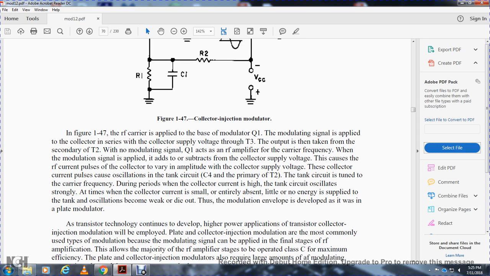In figure 147, the radio frequency carrier is applied to the base of modulator transistor 1. The modulating signal is applied to the collector, supplying the voltage through transformer 3. The output is taken from the secondary transformer winding.